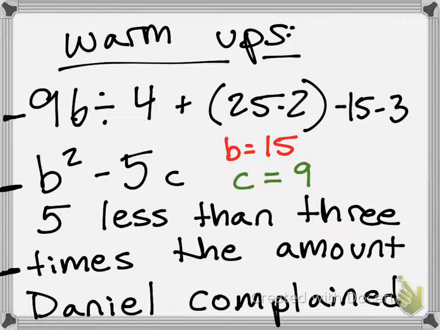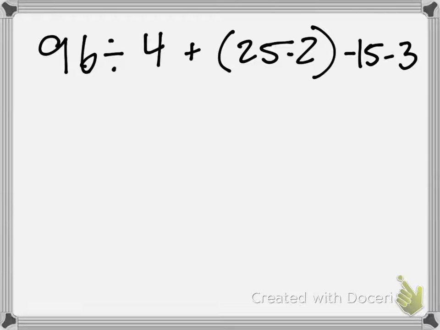We're going to look over the 3 warm-ups. The warm-ups each come from Chapter 6, Lessons 2, 3, and 4, so that we're able to look back at them. So we'll look at the first warm-up. It's 96 divided by 4 plus, in parentheses, 25 times 2, end parentheses, minus 15 minus 3. So we're going to start and go over this, and let's see how we do it.